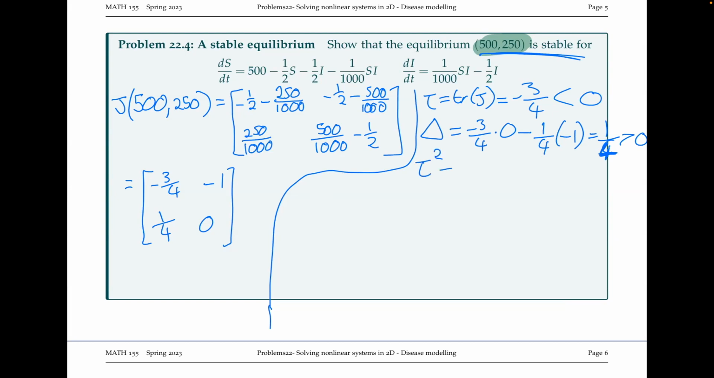Is it a node or a spiral? Let's look at our tau squared minus 4 delta. So in this case, we have 9 over 16 minus 4 over 4, which is minus 7 over 16, which is negative. So if this tau squared minus 4 delta is negative, what does that mean for my eigenvalues? Are they real or complex?